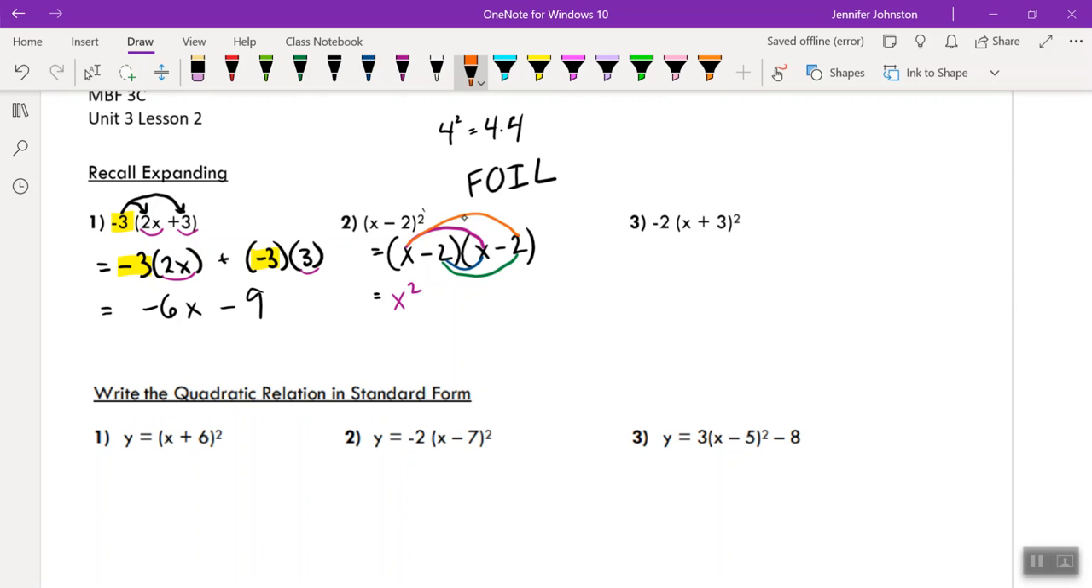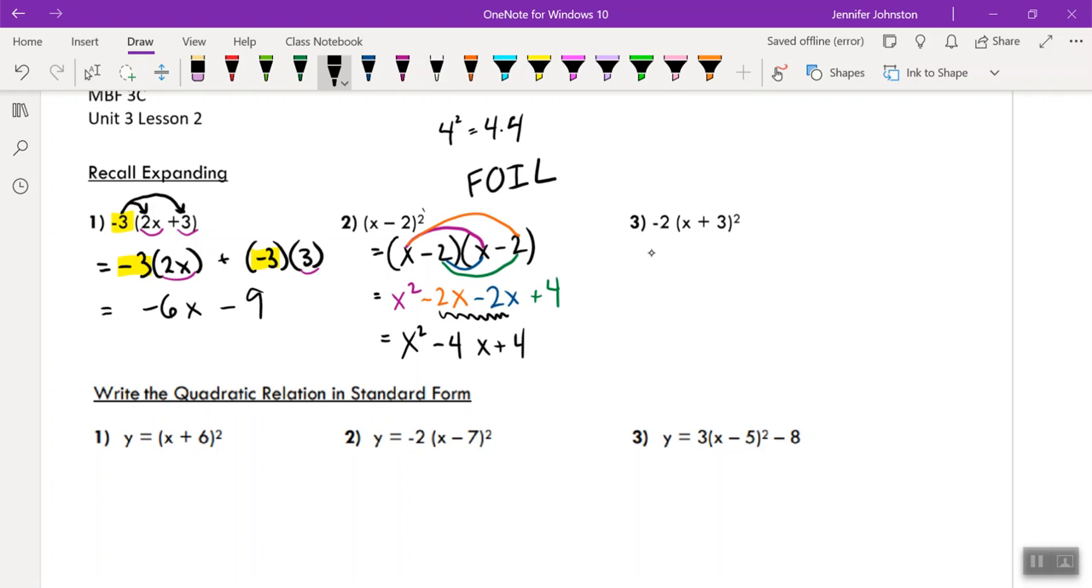The x gets multiplied by the -2, so we get x times -2, that's -2x. The -2 gets multiplied by the x, that's -2x again. And the -2 times -2, that's +4. Then we can see that we can bring these two together because they're like terms. So we get x squared minus 4x plus 4 as our final answer. So -2 and -2 gives us -4.